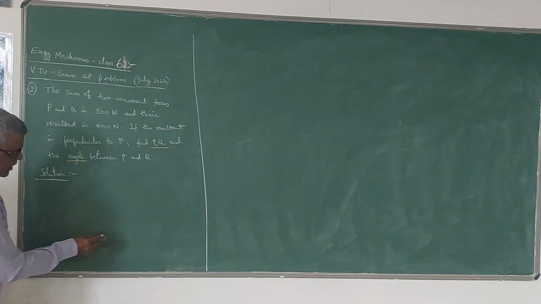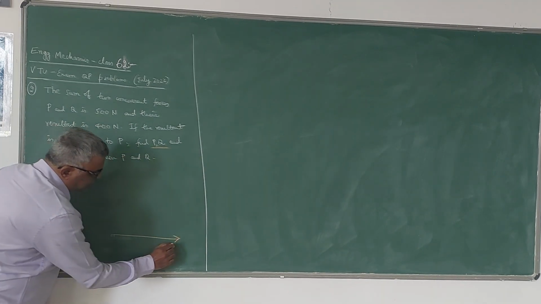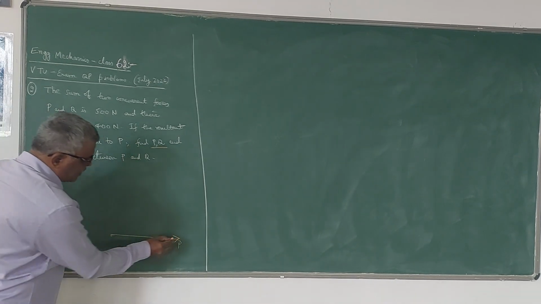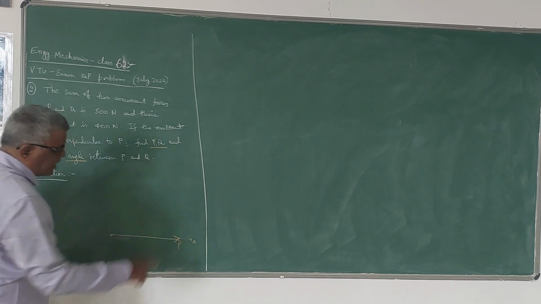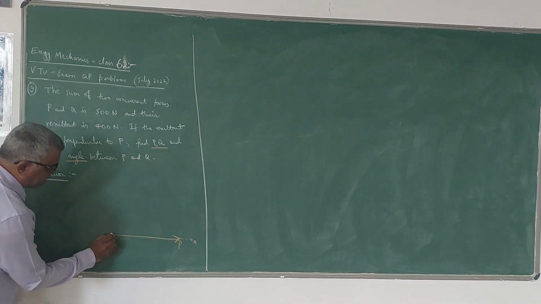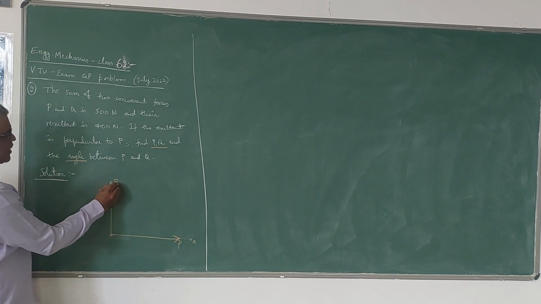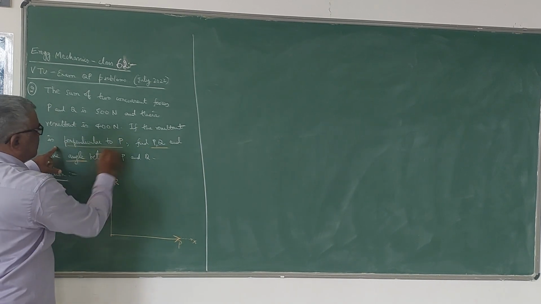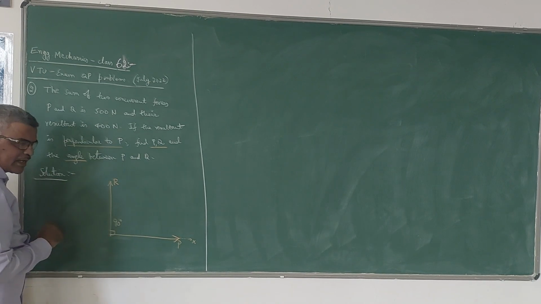Now let me draw the diagram first. Understand how to draw the diagram. Let me take the first force P like this, along the x direction only. Let us assume, since nothing is given, along the x-axis itself force P is acting, and the resultant is making an angle of 90 degrees with the force P. That is the second condition. The resultant is perpendicular to P. See, I am using this condition. This is 90 degrees.